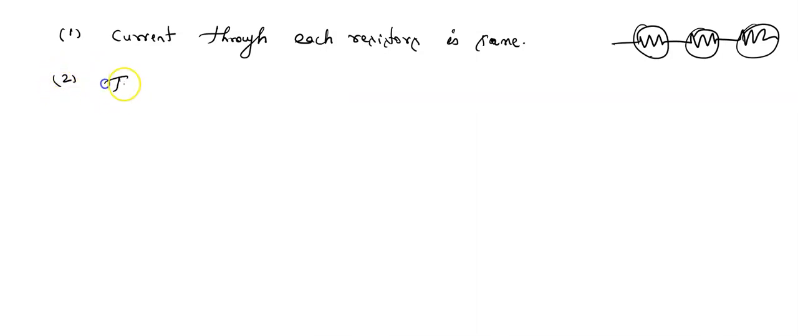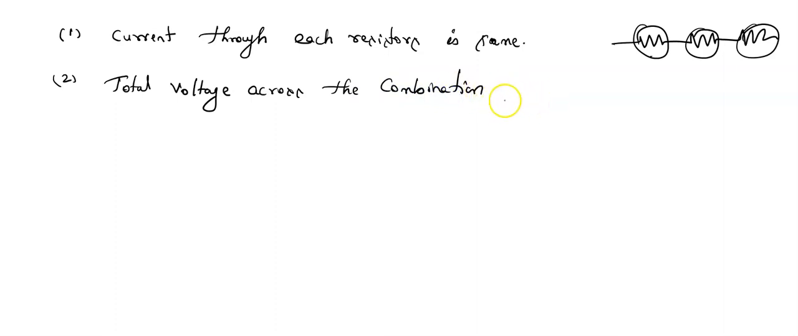Next point, the total voltage across the combination will be equal to the sum of the voltage drops.